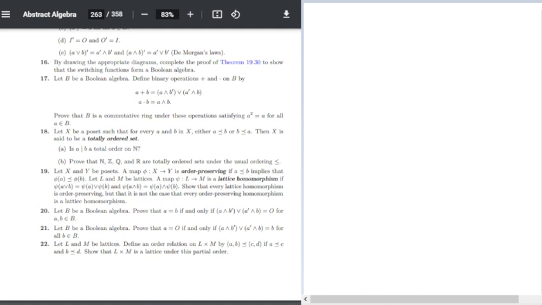What makes a Boolean algebra? A totally ordered set, or totally ordered sets beyond the usual ordering.